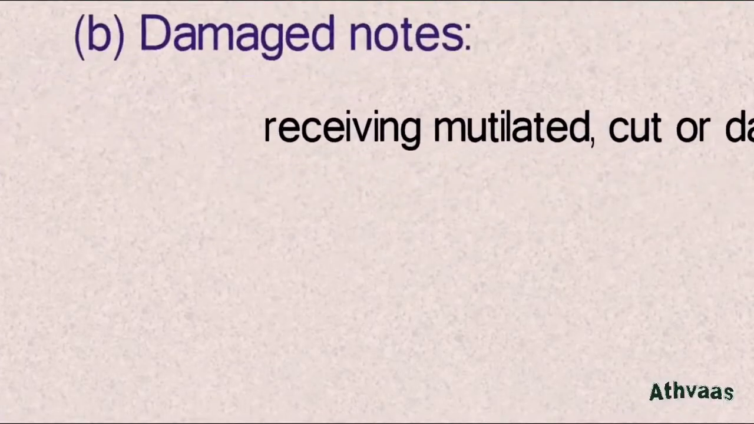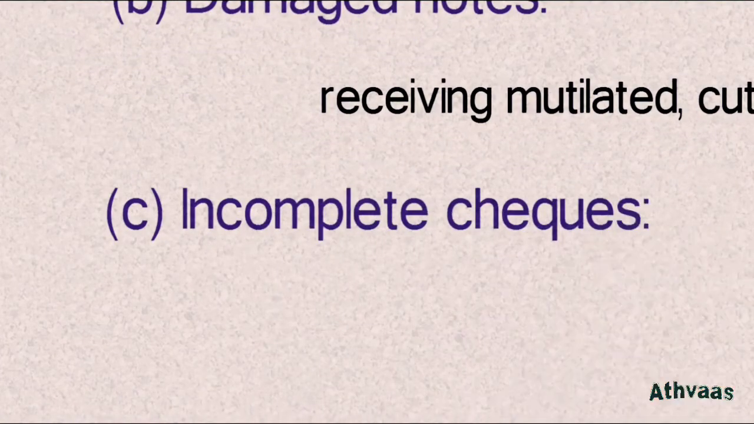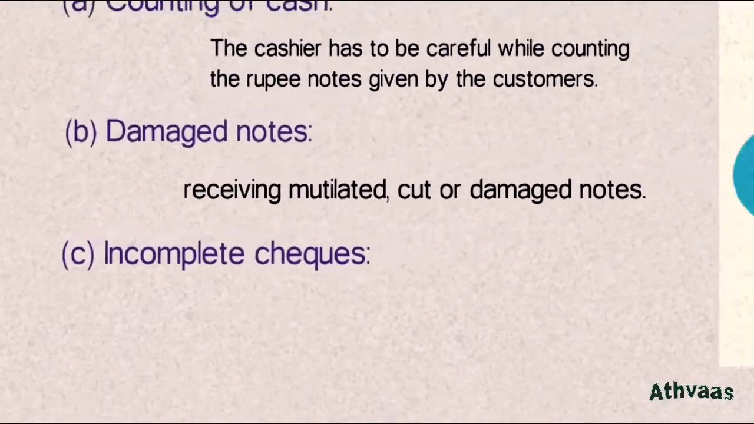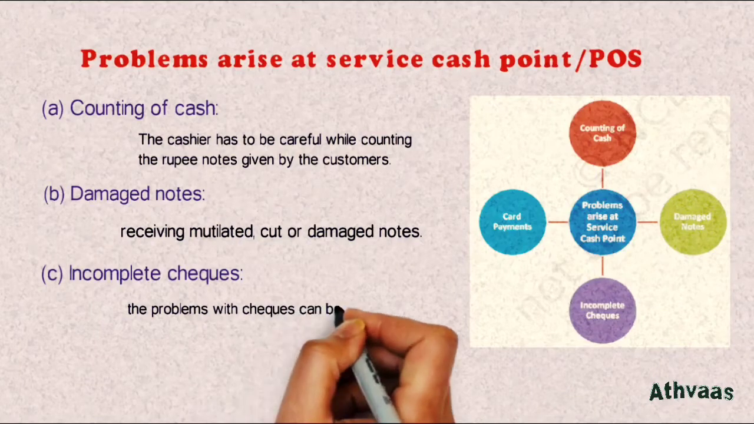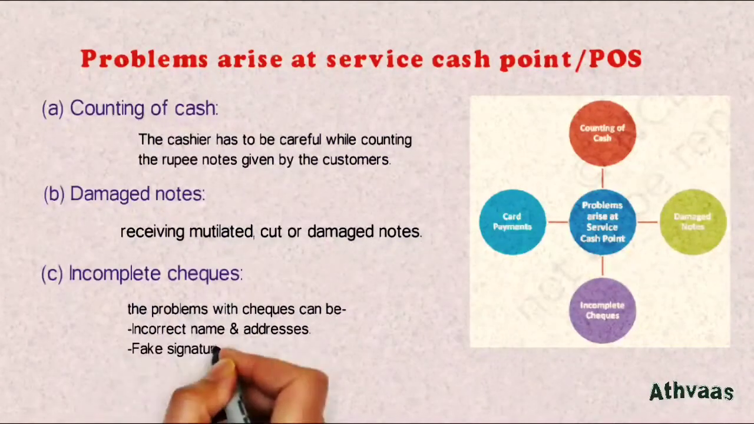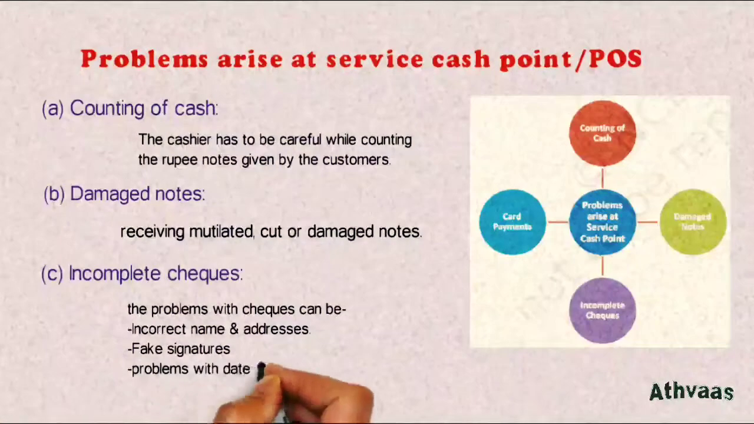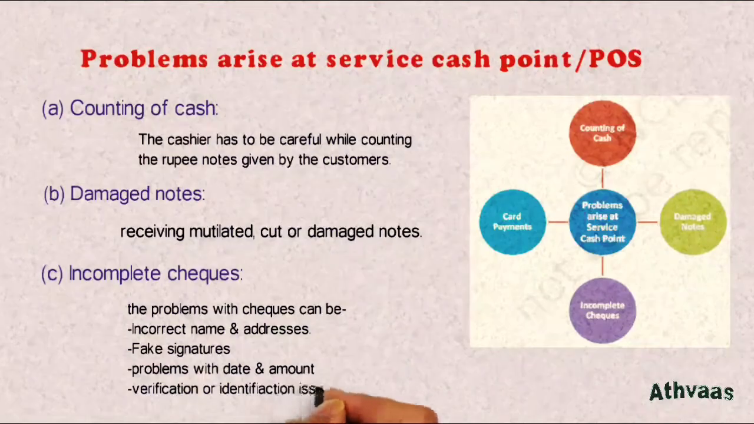The third problem that happens at the POS is incomplete checks. The checks can be incomplete in a number of ways. The problems with that are incorrect name or address, fake signatures, problems with date and amount, or there is a problem with customer verification or his identification. The cashier has to take note of everything.